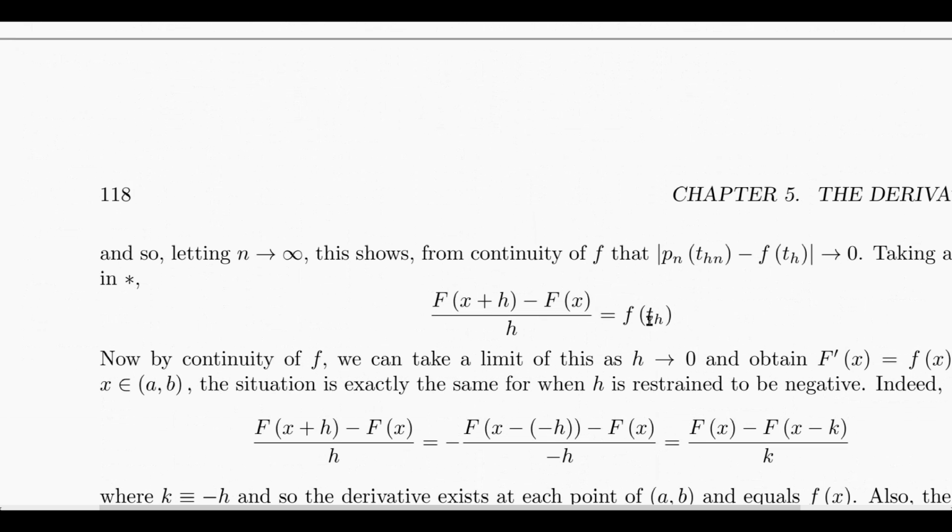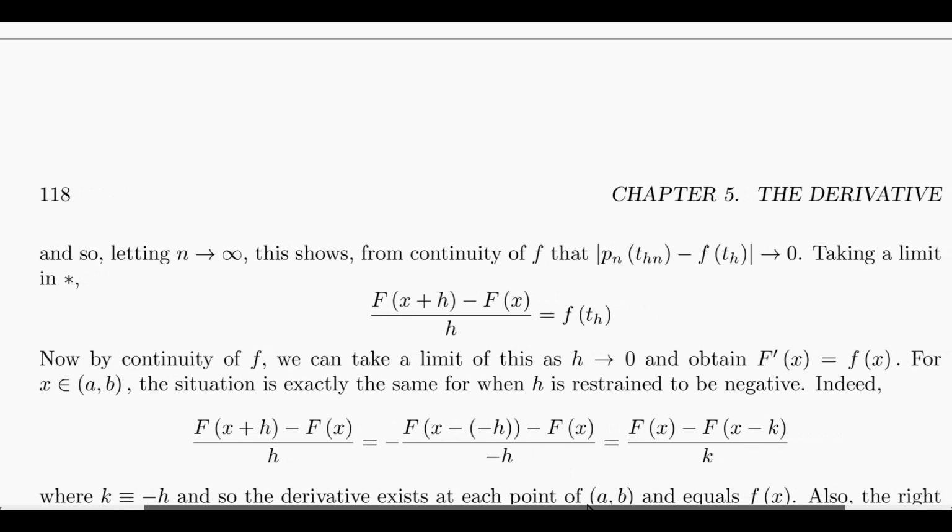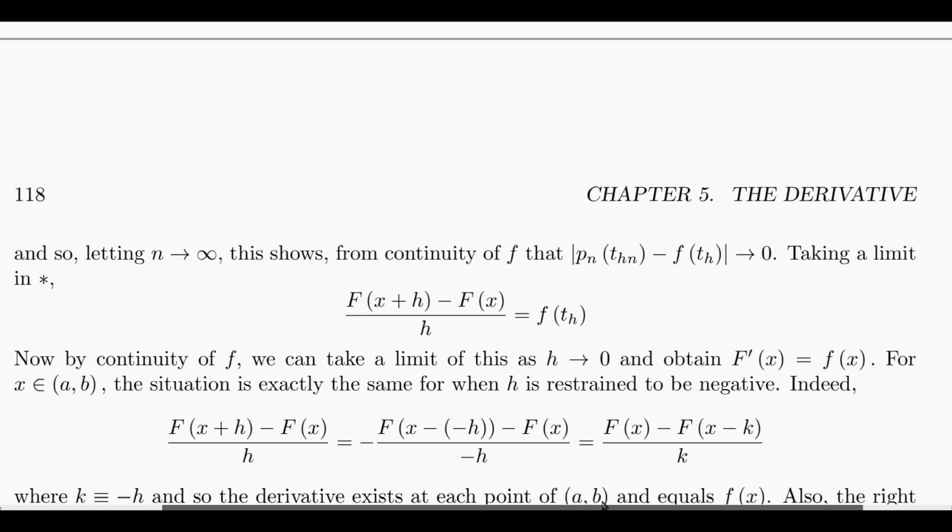Where's t sub h? Well, t sub h is somewhere between x and x plus h. So as I let h converge to 0, by continuity of the function little f, this must converge to f of x. And therefore the limit of the difference quotient exists and equals the derivative by definition, and that equals little f of x.